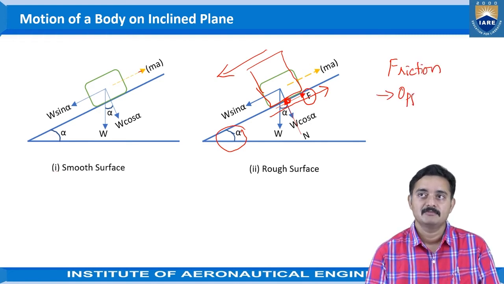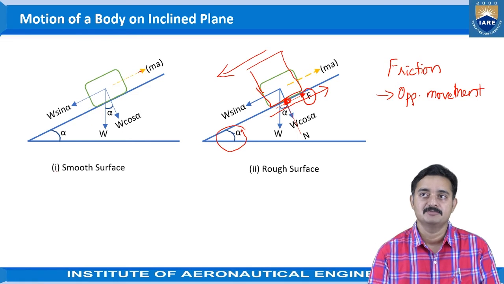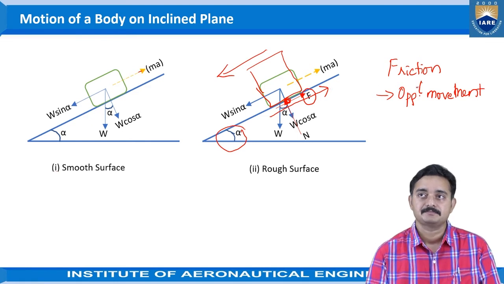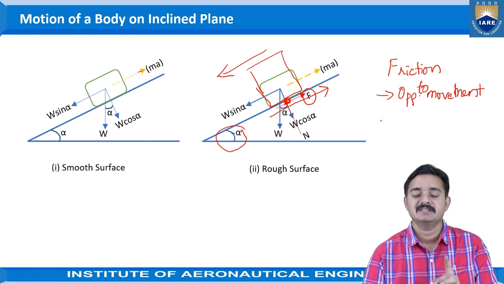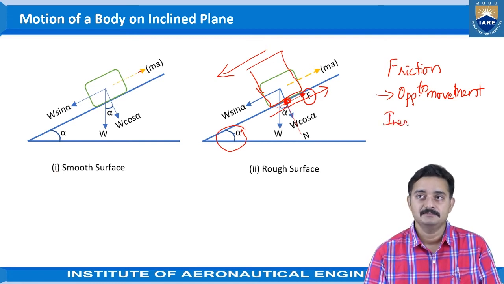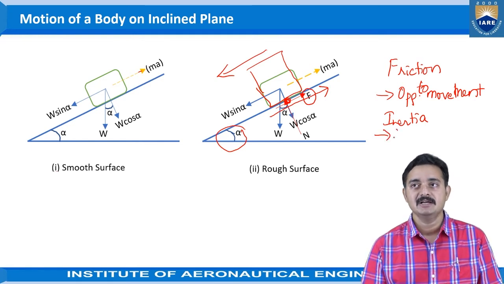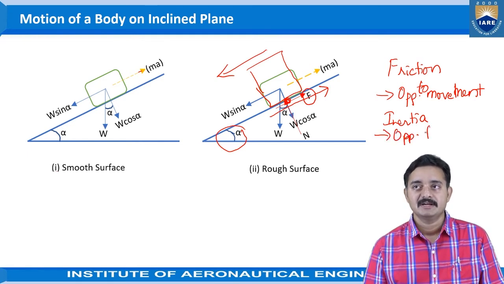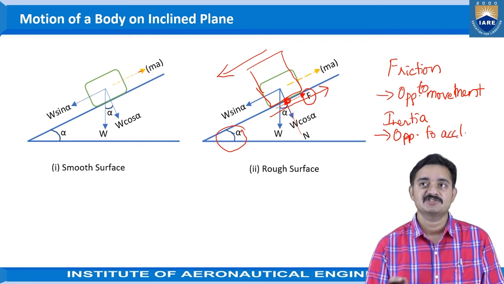Friction acts opposite to the movement of the object. That is what we need to consider for the direction of friction. Coming to inertia force, what do we need to take? It acts opposite to the direction of acceleration.